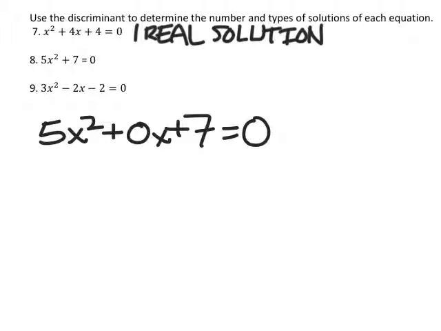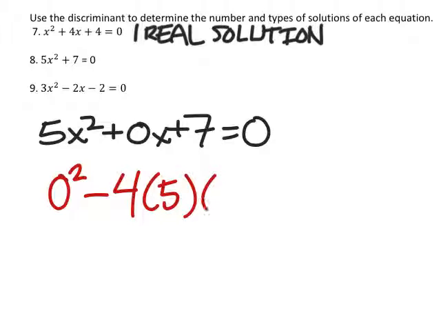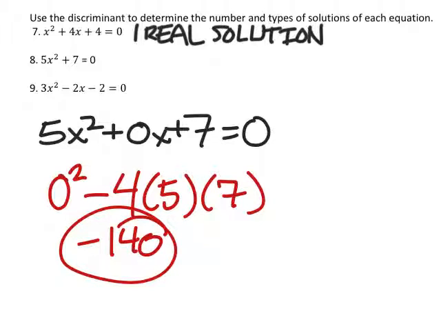So what we're going to end up with is b squared, so 0 squared, it's not going to be a big deal, minus 4 times a, which is 5, times c, which is 7. So 0 squared is just 0, and this would be a negative. I get a negative 140 out of this. Now since this is negative, it's important to see the negative there. Then the answer to 8 is that it has 2 complex and not real solutions, so 2 imaginary solutions.